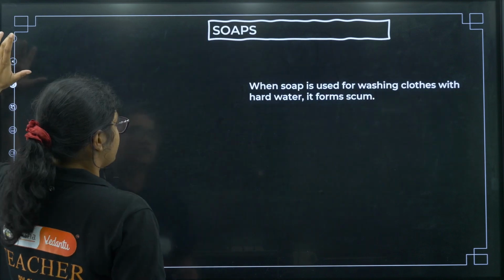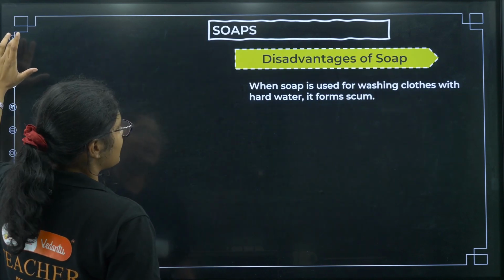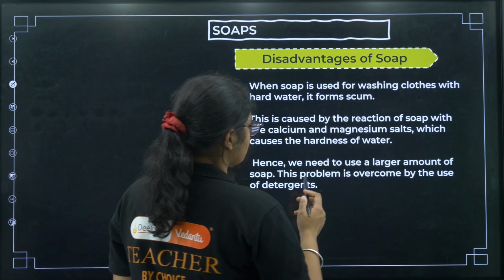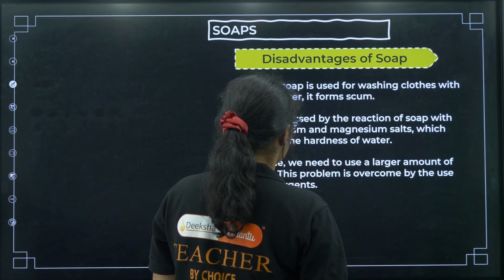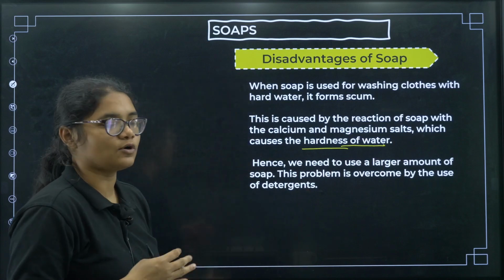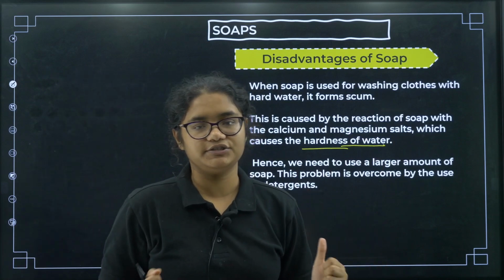Next, what is the disadvantage of using soap? There is one major disadvantage: it cannot be used with hard water, because it forms scum with hard water. Scum means the salts of calcium and magnesium.